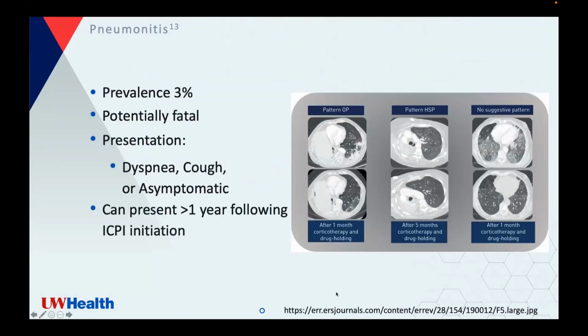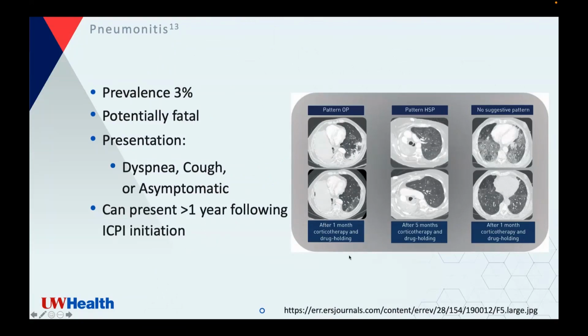Moving on to pulmonary toxicity. This really has one presentation that we generally lump together as pneumonitis. The prevalence is somewhat rare, 3% of cases, but still out there. It can be potentially fatal in some patients, presents with dyspnea, cough, or it can be asymptomatic and just identified on imaging. And it can present greater than 1 year following ICPI initiation. So this is one of those rare exceptions.